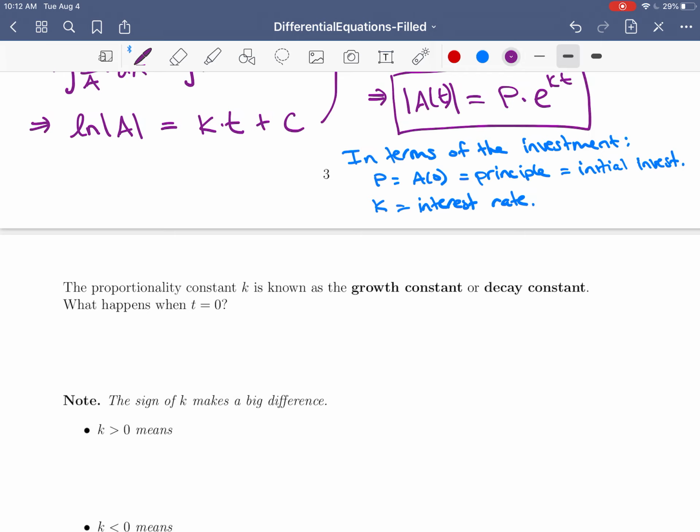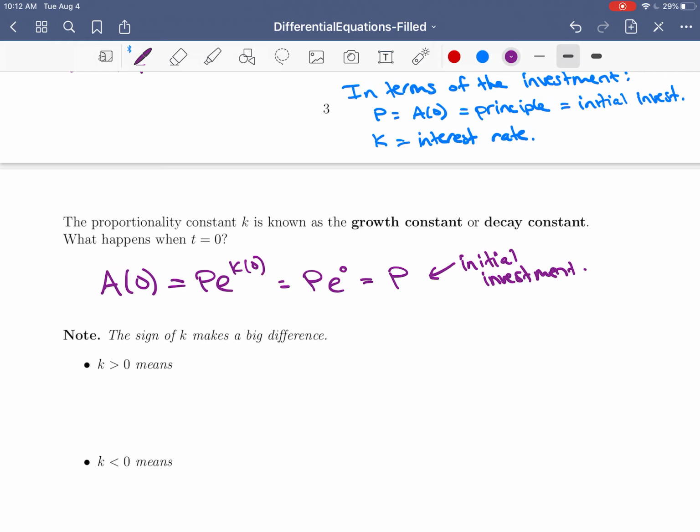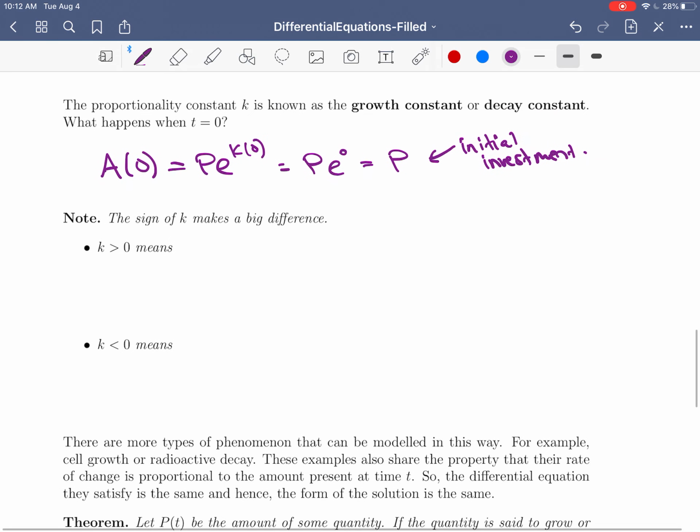And that's actually what I said here. The proportionality constant k is known as the growth constant or the decay constant, and when t is 0, we get a of 0, which is p e to the k times 0. So that's p e to the 0, which is just p, and that is your initial investment. The sign of k makes a big difference.